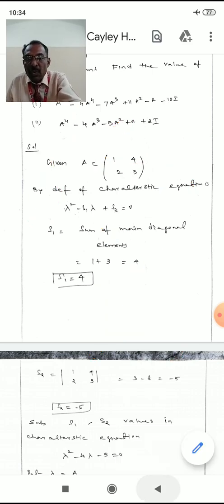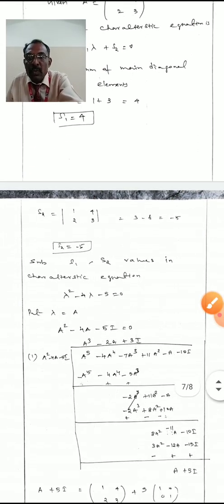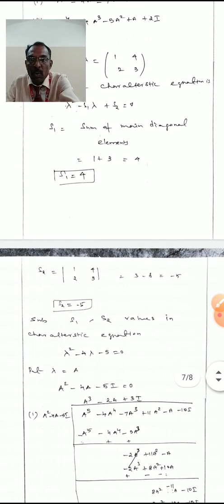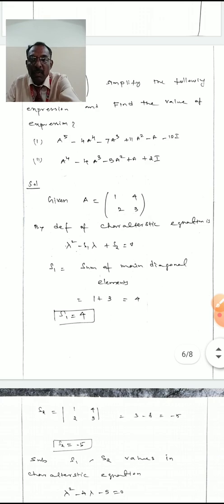So we substitute the s1 and s2 values in this characteristic equation, and we get lambda^2 − 4 lambda − 5 = 0. Here lambda is replaced by A, and we get A^2 − 4A − 5I = 0. So this is the Cayley-Hamilton equation of this problem. First I would like to solve subdivision number 1. What is it? A^5 − 4A^4 − 7A^3 + 11A^2 − A − 10I.